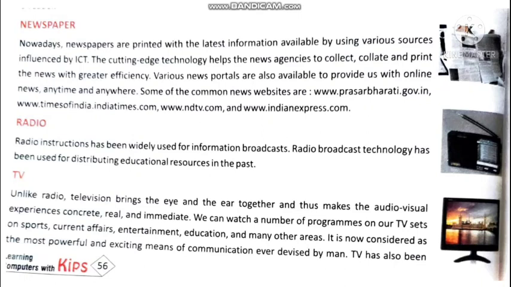Some examples are given: prasarbharati.gov.in, timesofindia.indiatimes.com, NDTV, Indian Express, and so on. Okay, so 2 to 3 examples you learn also. Then radio. Radio instructions have been widely used for information broadcast. Radio broadcast technology has been used for distributing educational resources in the past. If you remember Pariksha Pe Charcha and all, it was telecasted with the help of radio also.